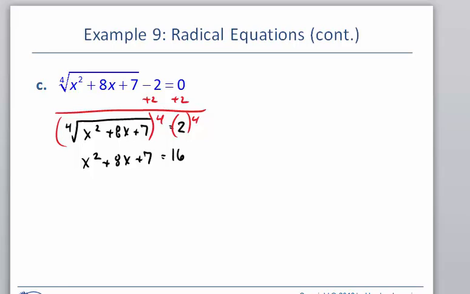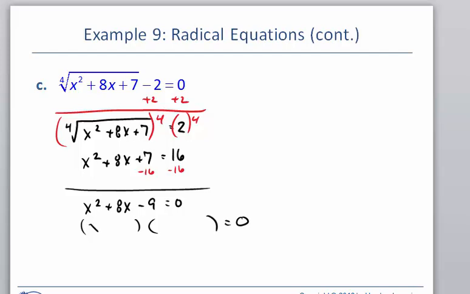The highest power is a 2, which makes it quadratic, which means I'm thinking about factoring. If I'm going to factor, I need everything on one side. So I'm going to subtract the 16 off. So that gives me x squared plus 8x minus 9 is equal to 0. Let's see if this factors.